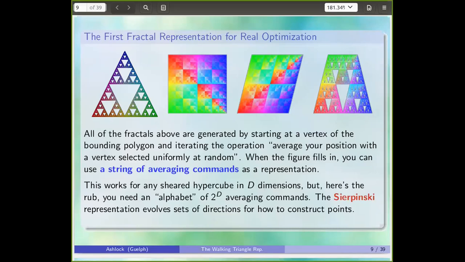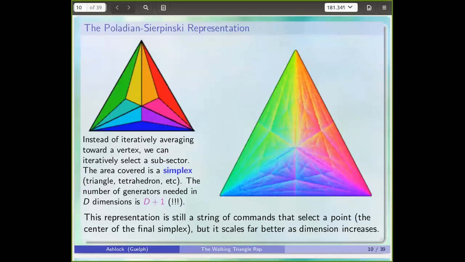Now, Leon Palladian, who has since passed away about 2 years ago, an Australian mathematician, pointed out to me that if instead what you did was you started with a simplex, a triangle in two dimensions, and instead of averaging toward corners, you moved a vertex of the triangle to the center of mass of the triangle repeatedly, then you could still partition space, but instead of needing 2^d letters in your alphabet, you only need 1 for each corner. A triangle has 3 corners in 2 dimensions, and in general, you need 1 more character than you have dimensions. This representation is still a string of commands that selects a point. The point encoded is the center of mass of the final simplex, but it scales better with dimension.